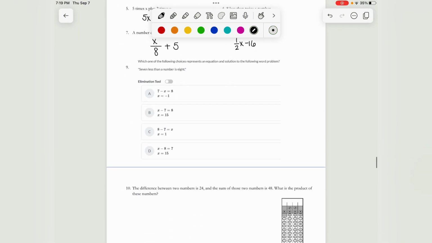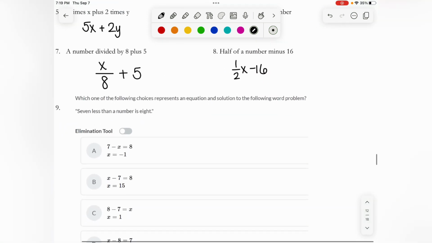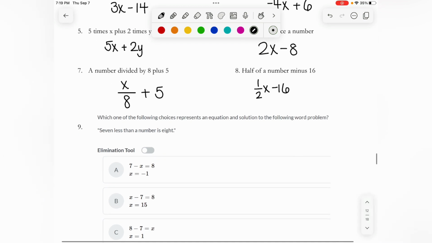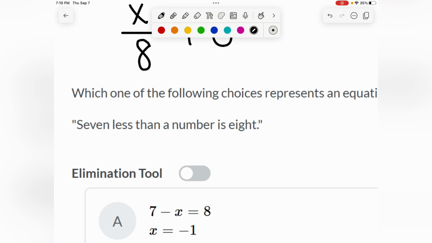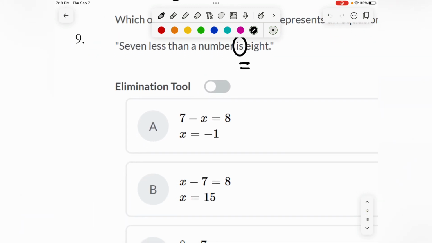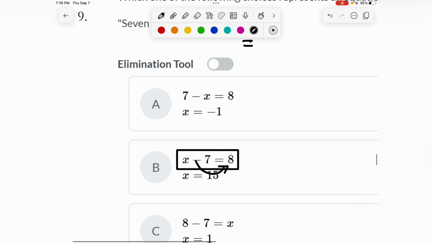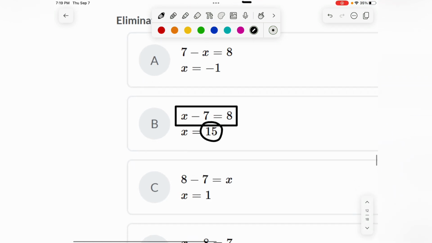And then there's just some word problems, and these really are not that bad. They look intimidating, but they're not bad. This one says, which of the following choices represents an equation and solution to the following word problem? 7 less than a number is 8. The word "is" in math literally means equals. So 7 less than a number. We just talked about this. Start with the number and do 7 less than that. And then "is" equals 8. If that's the correct one and I add 7 over to the other side, I get 15. So the answer is B. None of the other ones make sense with those words.